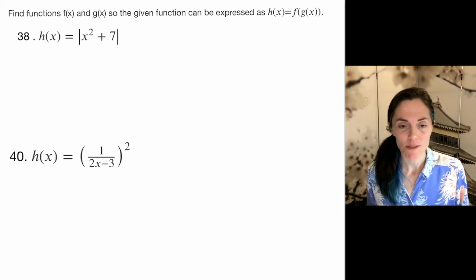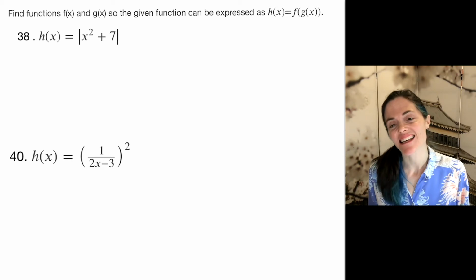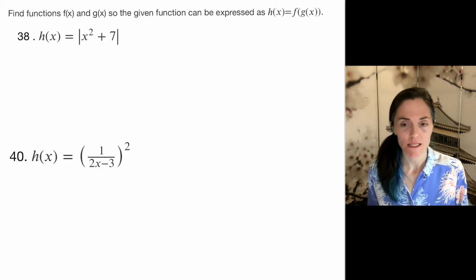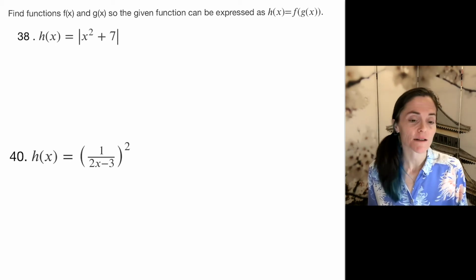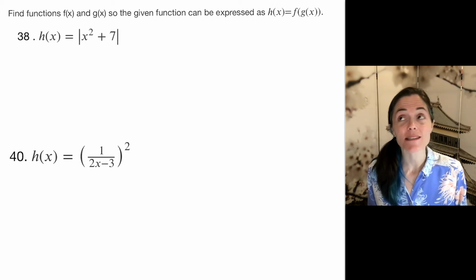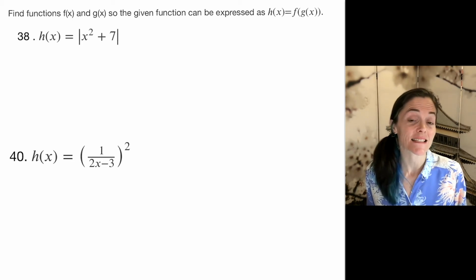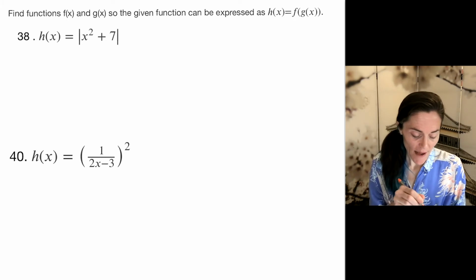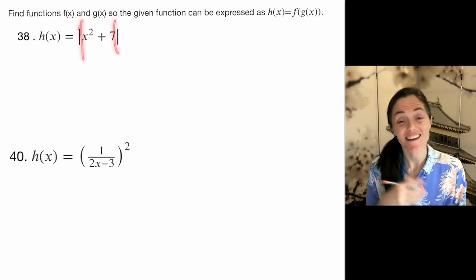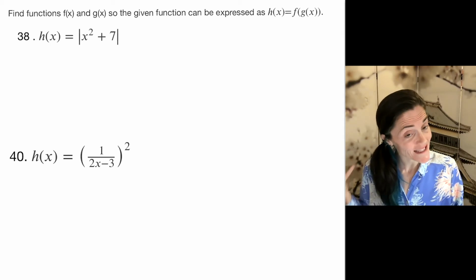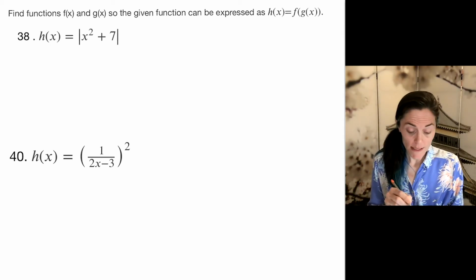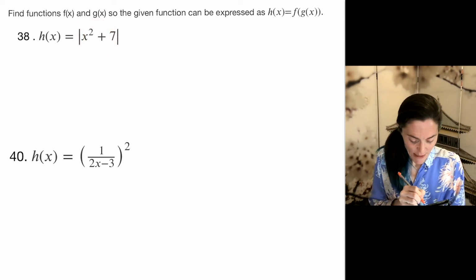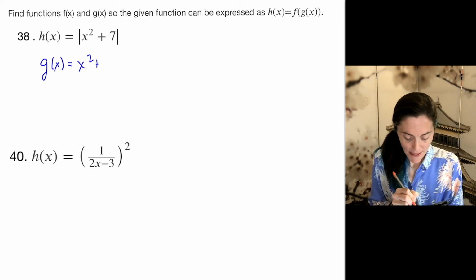For our next two examples, we want to find functions f and g such that h of x can be expressed as f composed g. We did some examples of this in the lesson. Here are two more. I chose problem 38 because it's moving us into lesson 1.4, which comes next, and that is the absolute value function. But for now, we don't have to worry about absolute value. I haven't talked about it in the lesson yet. We can still do this problem. You notice I have this inside function, and so I put g of x, my inside function, to be x squared plus 7.